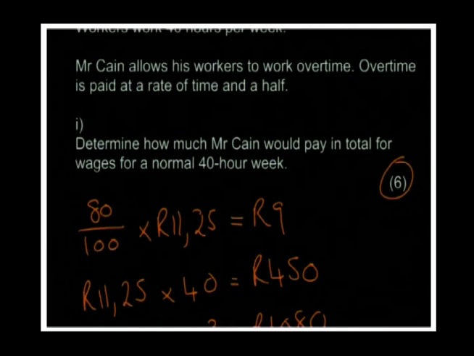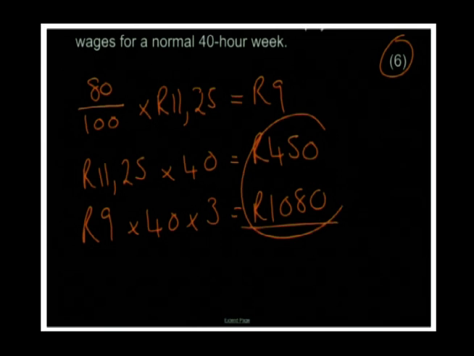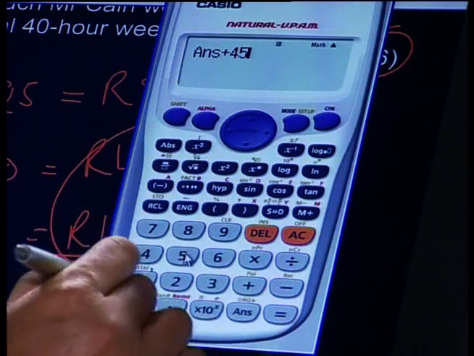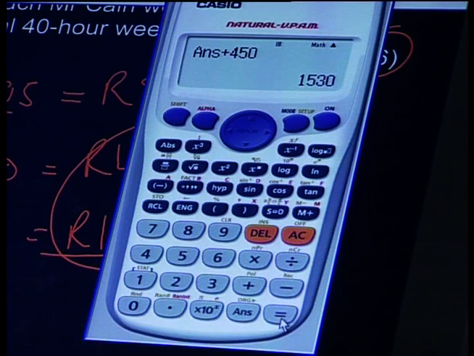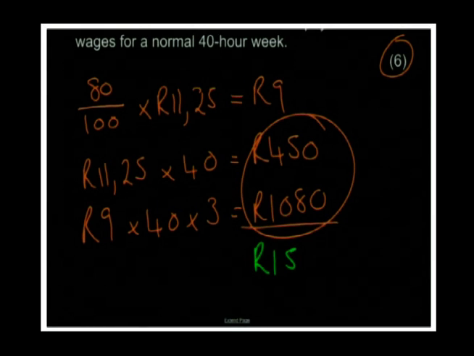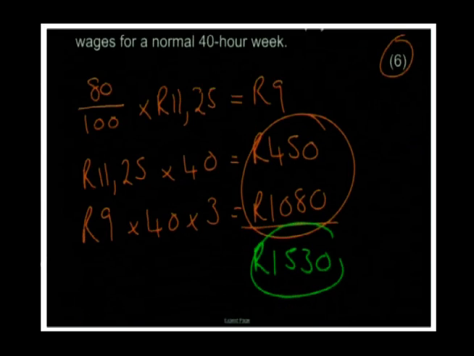Now, let's go back to the question. The question is, determine how much Mr. Kane would pay in total for wages for a normal 40-hour week. So we've worked out what Jabu's salary is, we've worked out what the other 3 earn, so what's the total then? The total is going to be the 450 plus the 1080. So 1080 plus the 450, and we get an answer of 1,530 rand. That's what Mr. Kane is going to pay out every single week to his 4 workers.